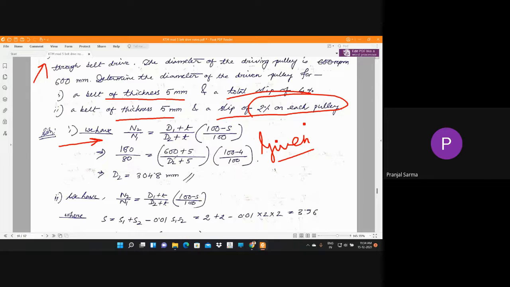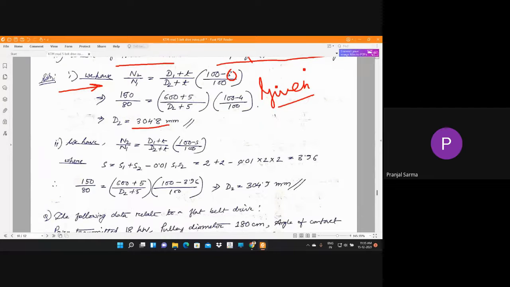Same thing. Okay. So now by putting n1 and n2 value and d1 value and the thickness value, in the first case the total percentage slip is given as 4%. So directly this s value becomes 4. So in this first case, we are going to directly obtain d2 after simplifying. Just use the formula and simplify. The next case, let's see what happens.